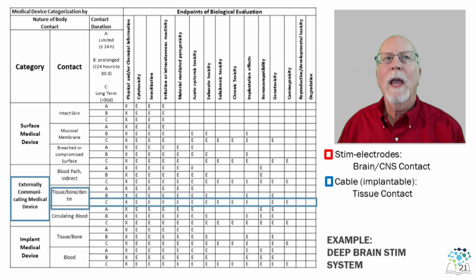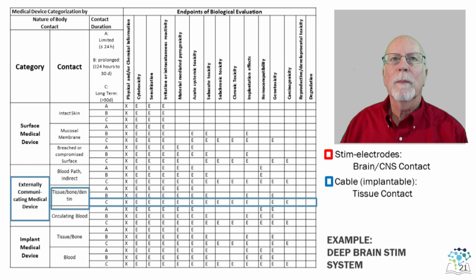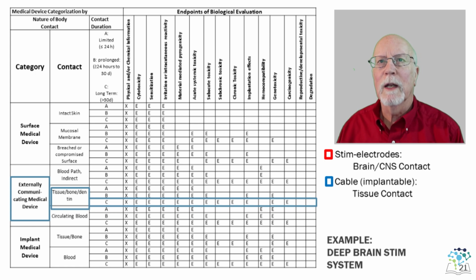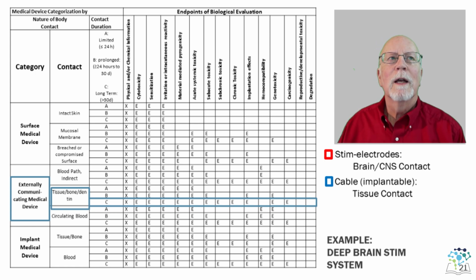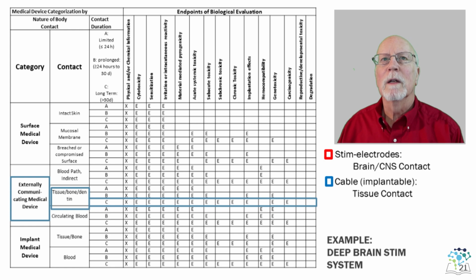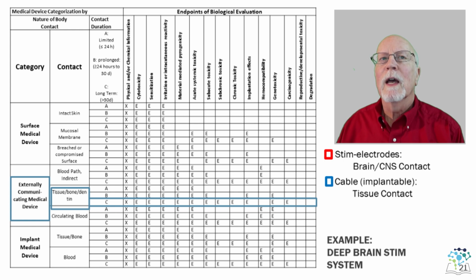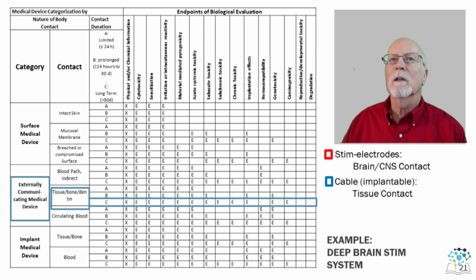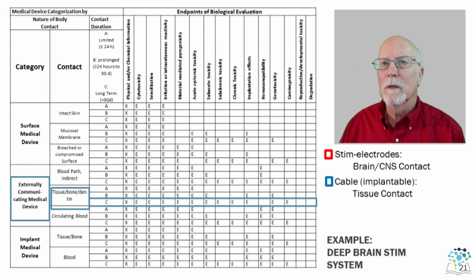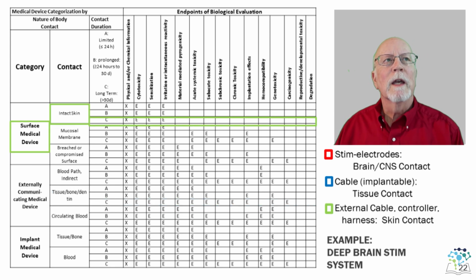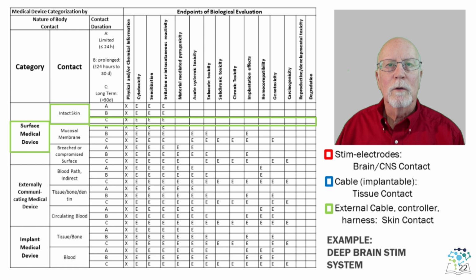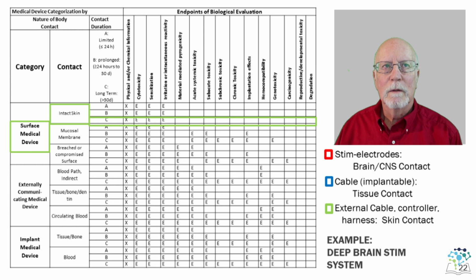Next, we isolate the cable, which can be tested as a separate component with external communicating characteristics. Again, identify the boxes recommended for testing. In this case, these two components are similar in their testing requirements and may therefore be tested together, potentially saving significant time and resources. The external cable, harness, and controller require a less extensive list of tests and would therefore be submitted for testing separately.